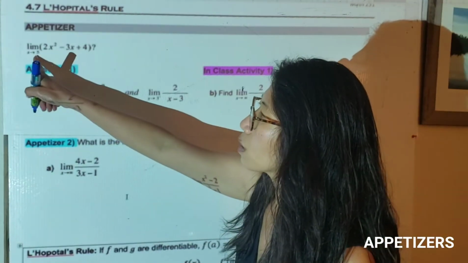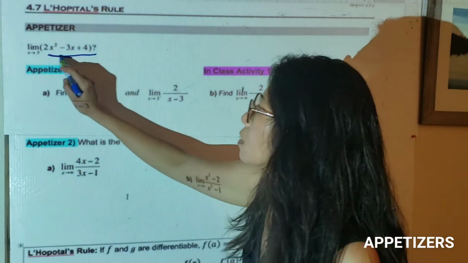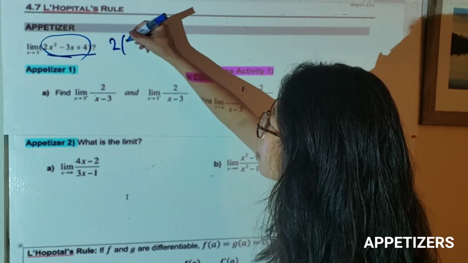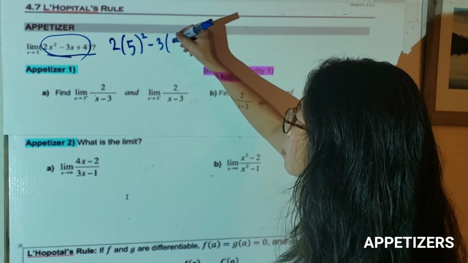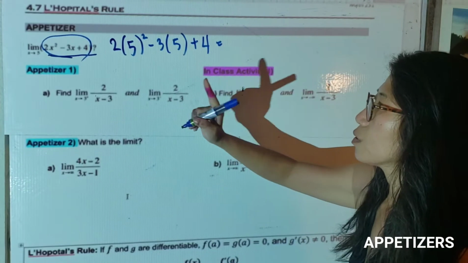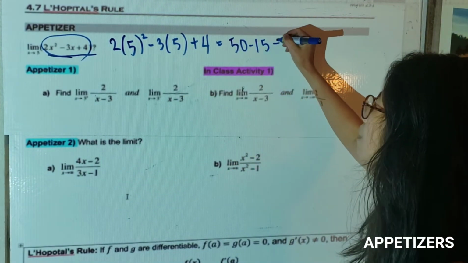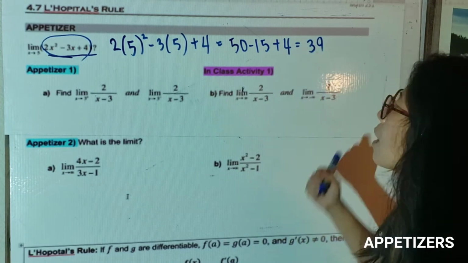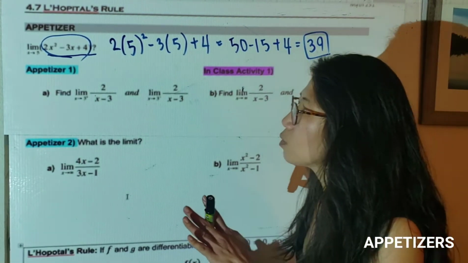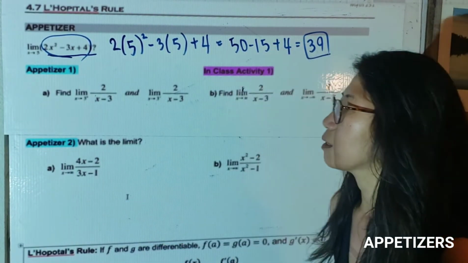So when I look at this one, can I plug in? Yes. Why? Because it is a continuous function. So all I need to do is just plug in 2 times 5 squared minus 3 times 5 plus 4. The limit of a continuous function is found just by plugging in. I will get 50 minus 15 plus 4, which is 39. Hopefully that's the correct answer. So we knew that if there's a continuous function, we can plug in automatically.